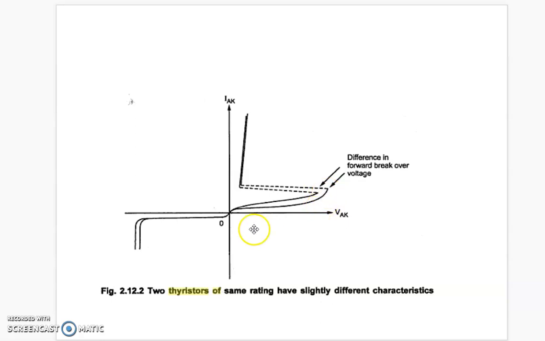But from this graph we clearly understand that even if two SCRs have the same current and voltage rating, produced from the same manufacturer, they will still have different characteristics. This is a very important point to note in series and parallel operation of an SCR.